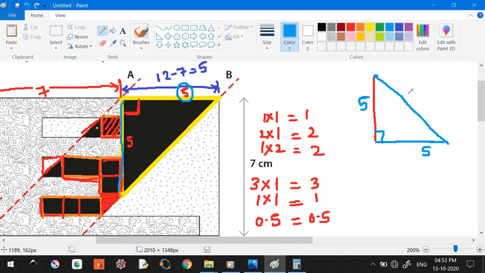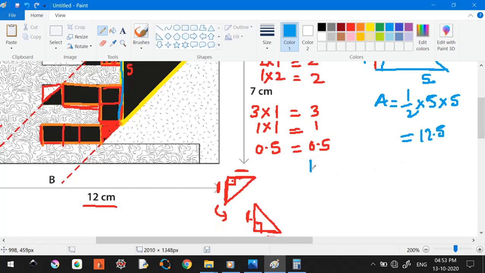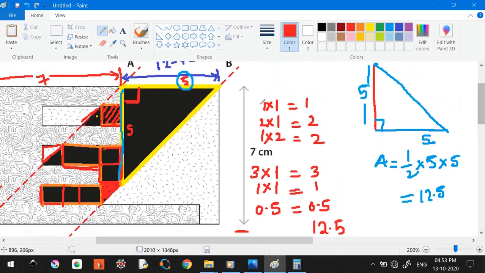Or if you want, you can use the Pythagoras theorem and find 5 square plus 5 square, which is not required as of now, because we just need the area, which is half base, which is 5, into height. Height is going to be this, which is 5 again. So this is 25 by 2, which is 12.5, right? So I will just add 12.5 here. I hope this is clear. So you just have to add all this.